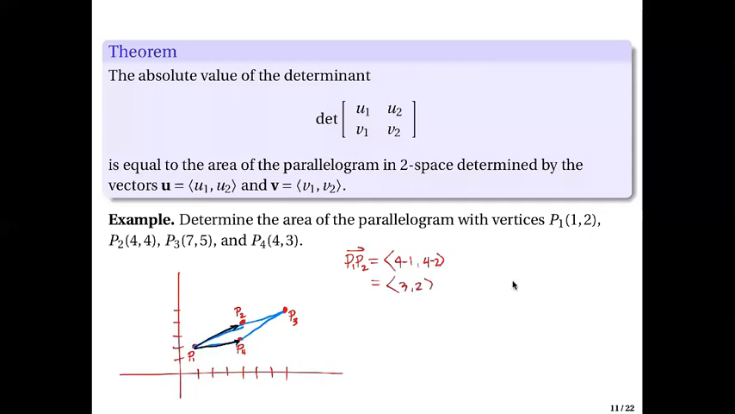And then the other vector that we need is your P1P4. So P4, that's 4. So 4 minus 1, comma 3 minus 2. This is the vector 3, comma 1. Following?